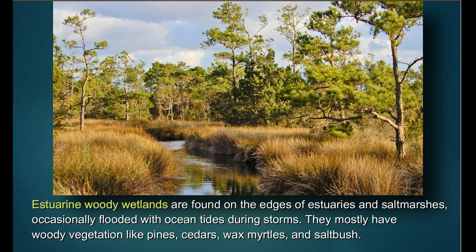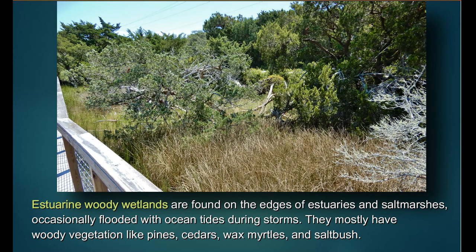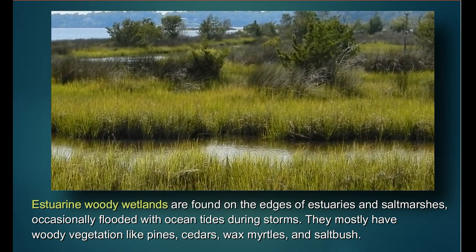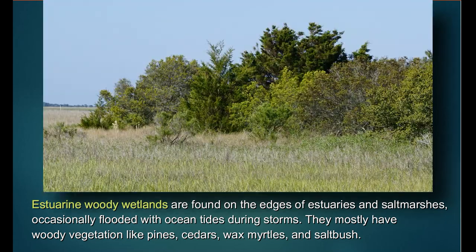Estuarine woody wetlands are found on the edges of estuaries and salt marshes, occasionally flooded with ocean tides during storms. They mostly have woody vegetation like pines, cedars, wax myrtles, and saltbush.